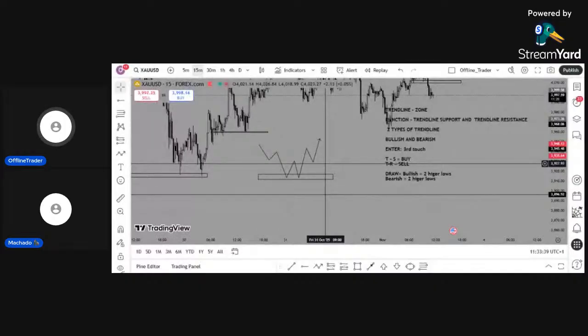So this is a bullish trend. What are you working with? Are you working with the support or the resistance? We are working with the resistance.